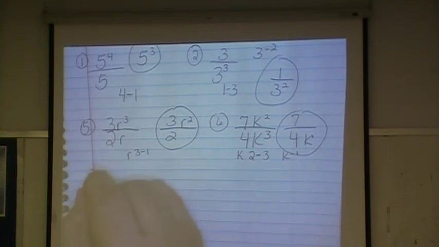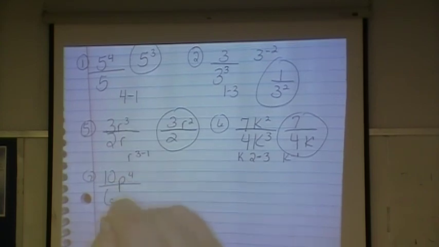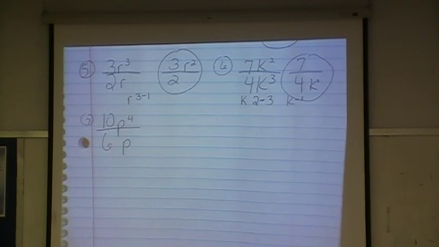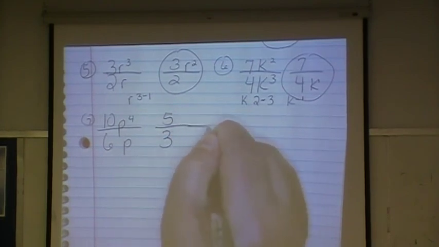All right, number 7. Miguel, this is your problem. Tell me what I'm going to do with it. The bottom of 10 minus 6. What will it reduce to? 5 and 3. 2 will go into both of those. That'll reduce to 5/3. Very good.